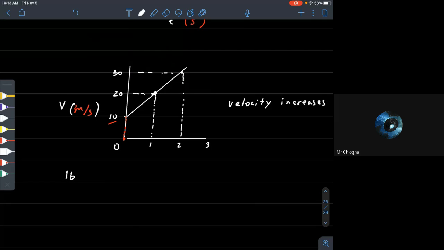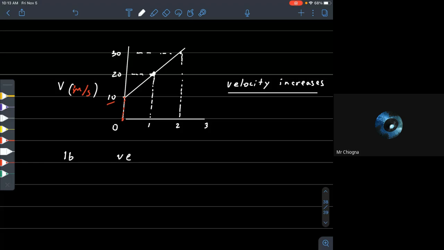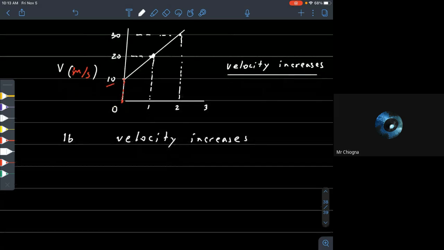16. So I already answered it for you. You just said what happens. The question is, what's happening to the instantaneous velocity? You just said it. It increases. So the speed of the velocity increases.